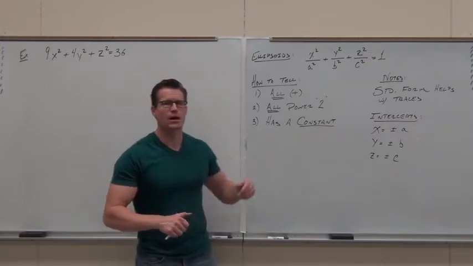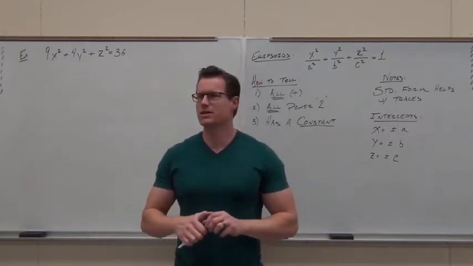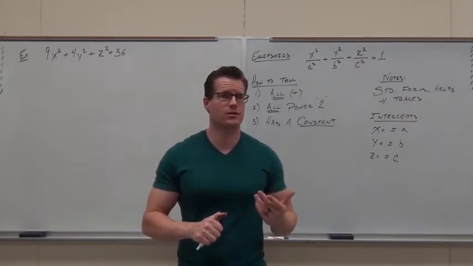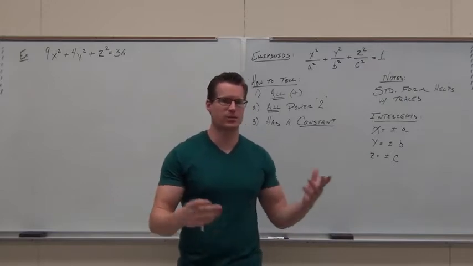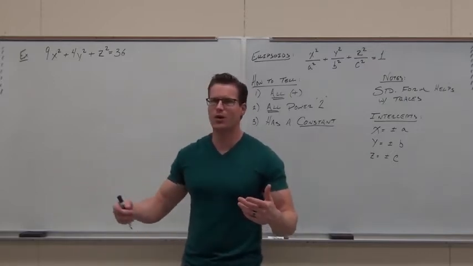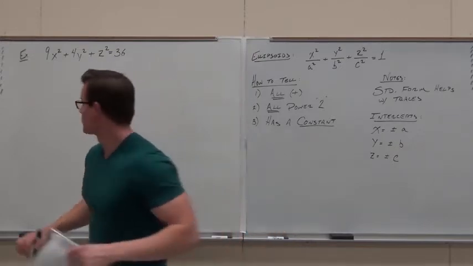Okay, well, let's see. Do we have all pluses everywhere? Yes. Do we have all squares? Yes. And do we have a constant? Yes. That right there tells us the type of surface we have. We only have one to choose from, I know, but what type of surface do we have? Ellipsoid. Perfect. So I know it's an ellipsoid.